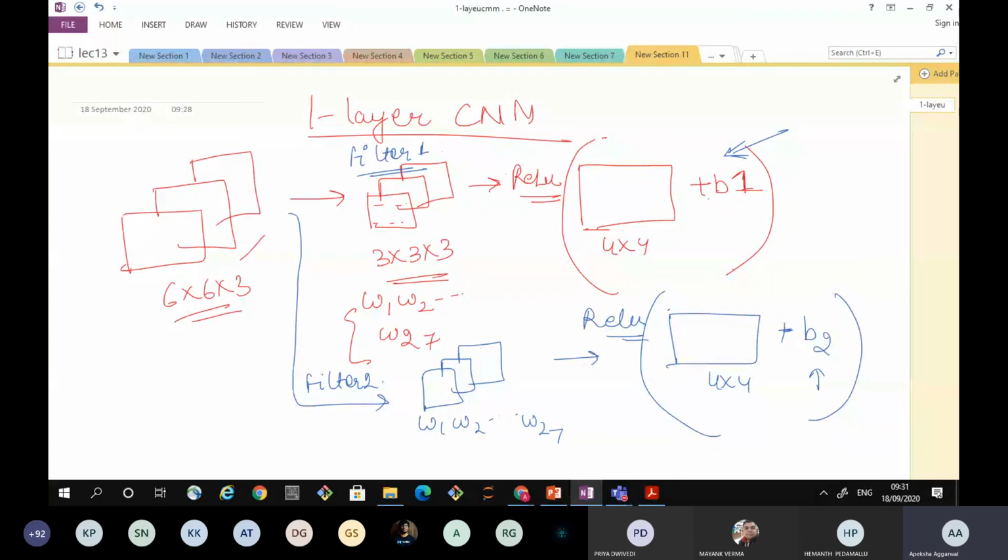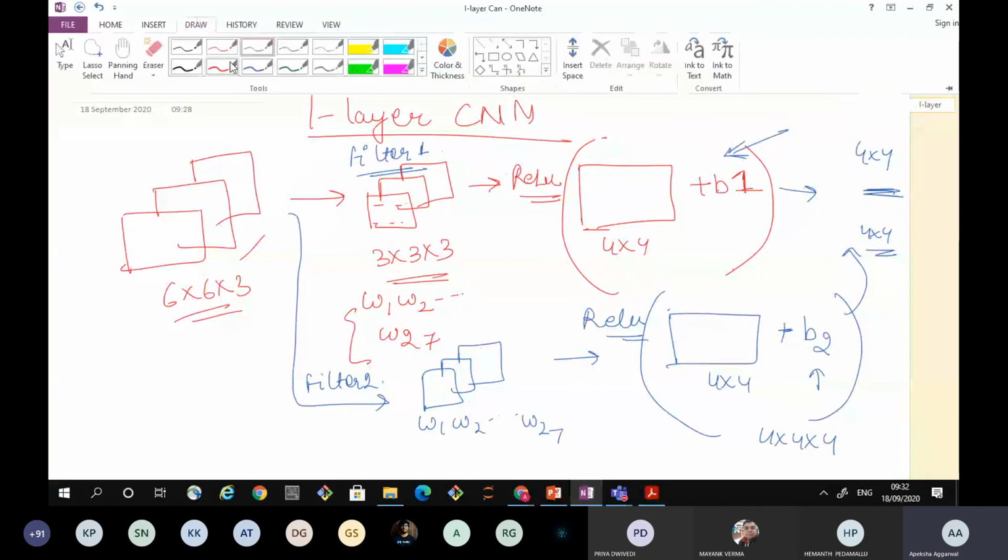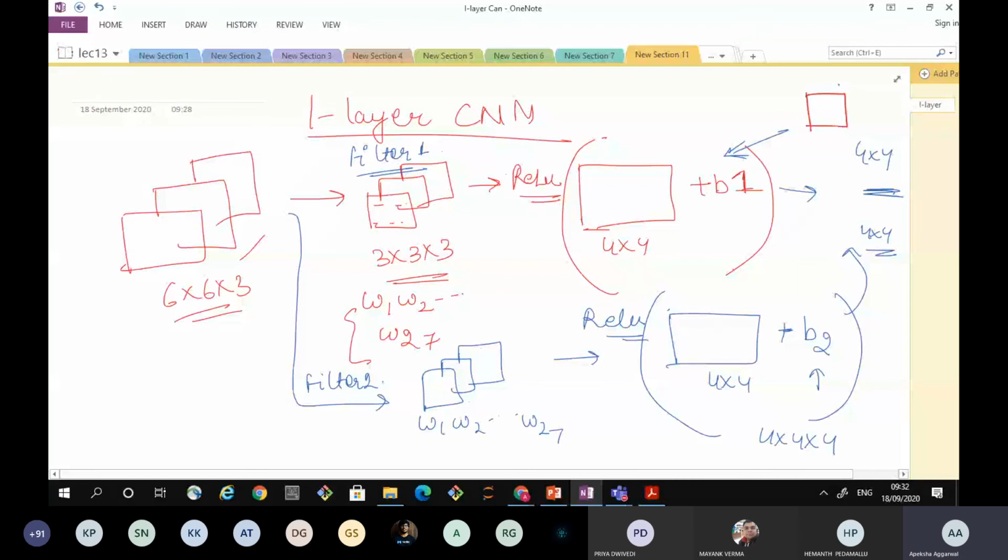So what would be my final output image size? From here, I'm getting a 4x4 image, and from here also I'm getting a 4x4 image. So the final output size is 4x4x2. Imagine this is looking like this. This, drawn with a red pen, is my first image with the first filter, and this is my second image with the second filter. So the size of my output image is 4x4x2. This is from the first filter, this is from the second filter. Okay. So this is how one layer of a convolutional neural network works.